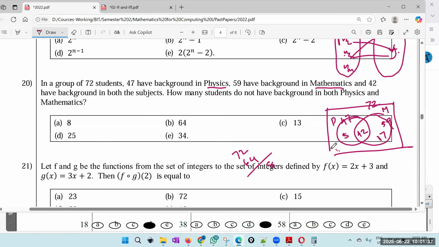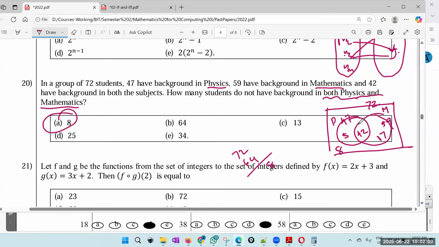8. Right. 8 students. So 8 students don't have a background in both physics and mathematics. I hope the word "both" here means... but this says both physics and mathematics. The wording is a little bit confusing. I hope what the examiner means is neither physics nor mathematics, because "both physics and mathematics" is this. So one possible answer is 8.